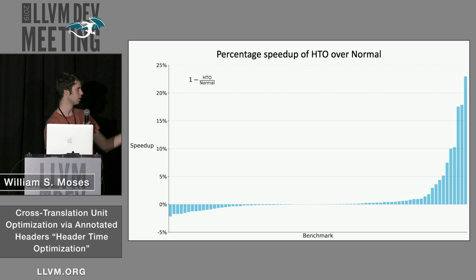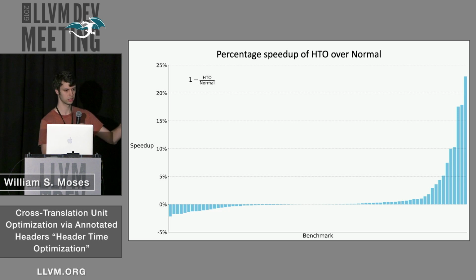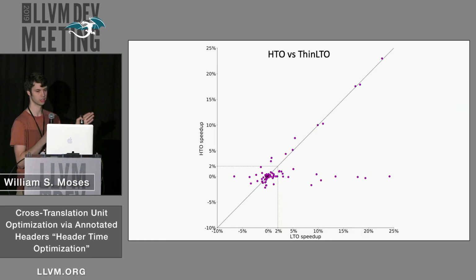So you can see for the programs on the right, we can get some pretty sizable speed boosts of like 20 to 25%. We also get some more modest speed boosts for the things in the rest, and a large swath of these where there's not much of a difference. So let's see how this really compares against Thin LTO as an example.